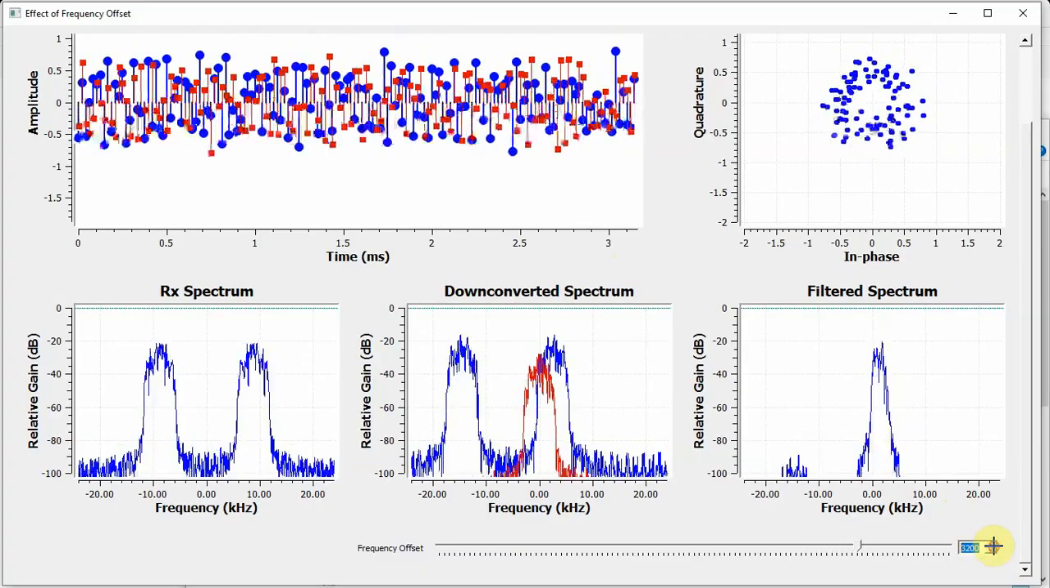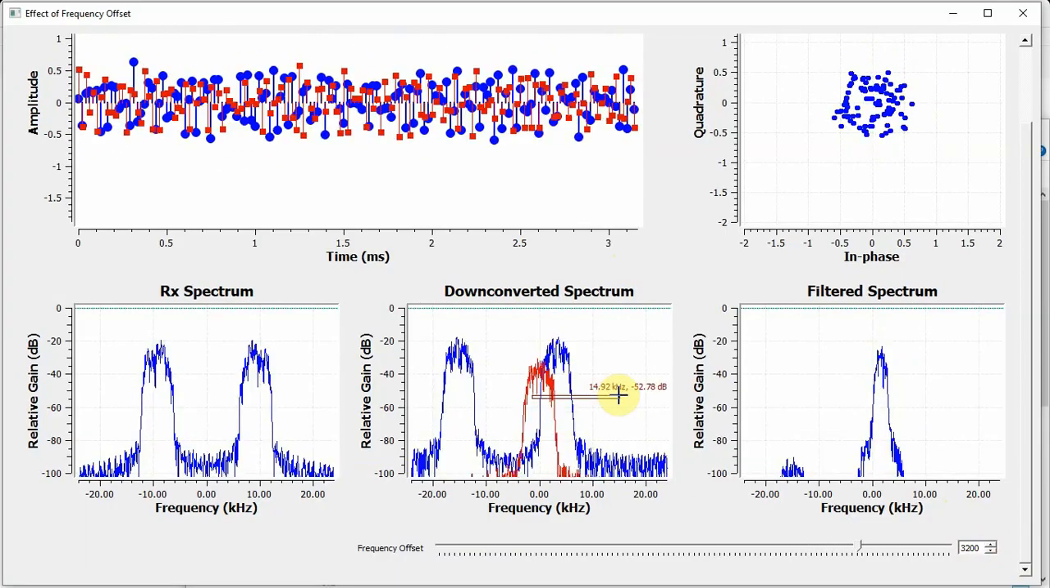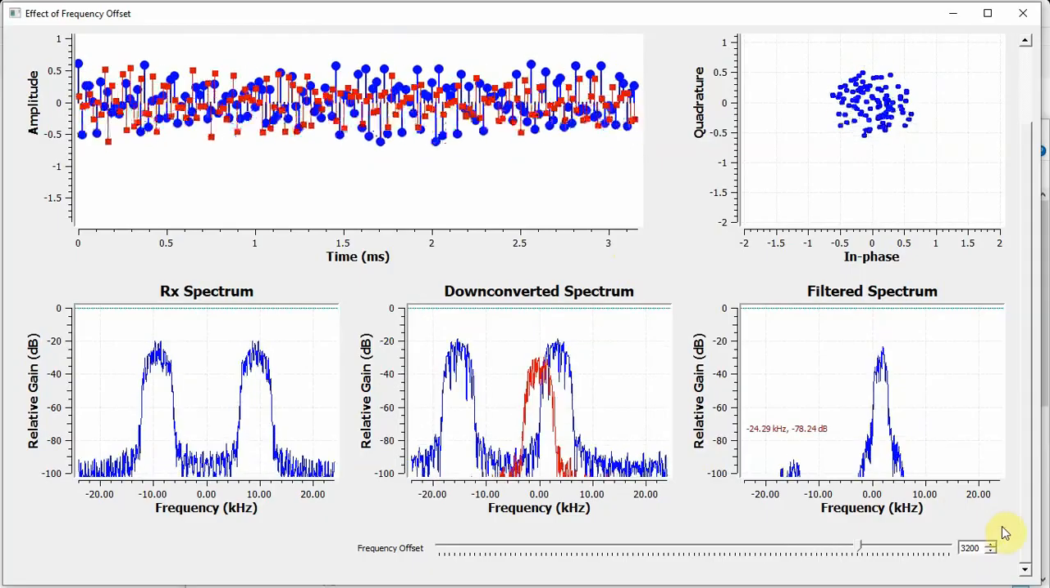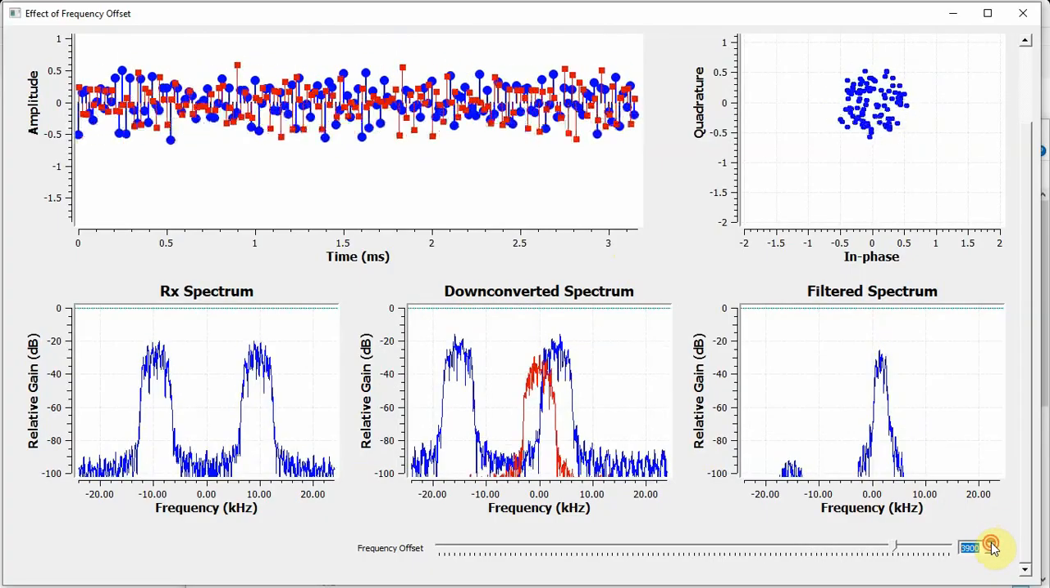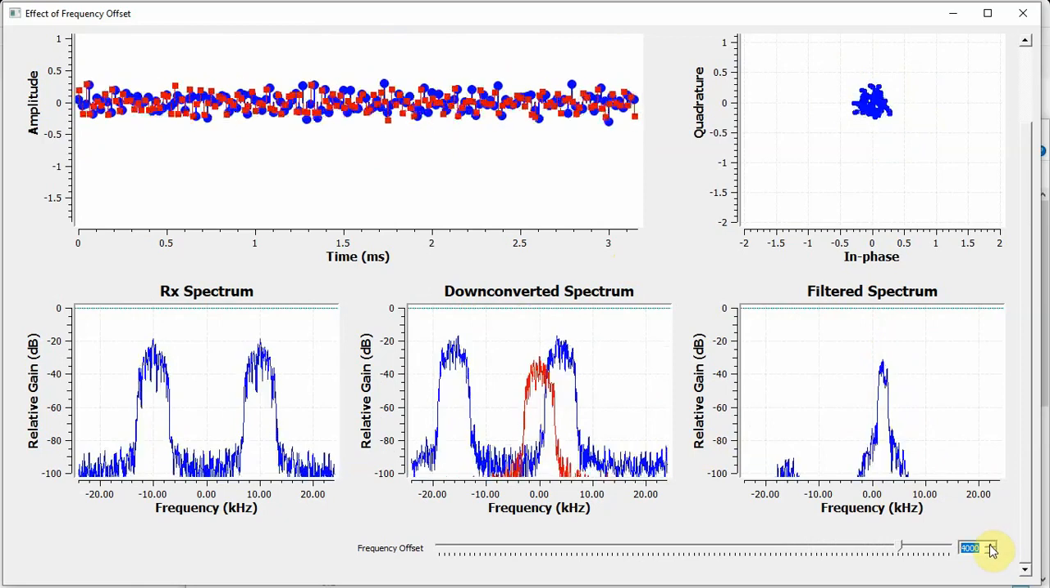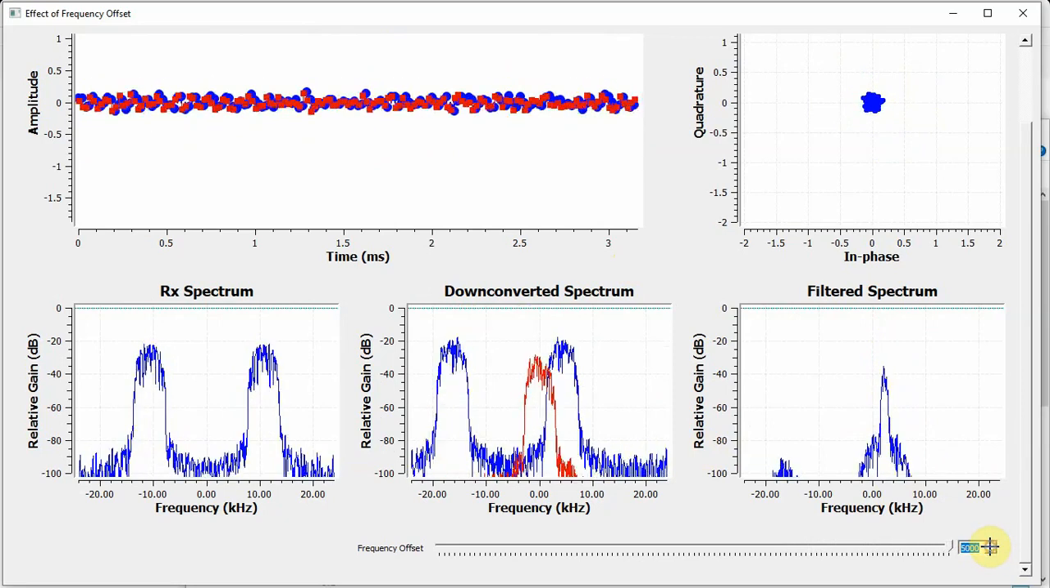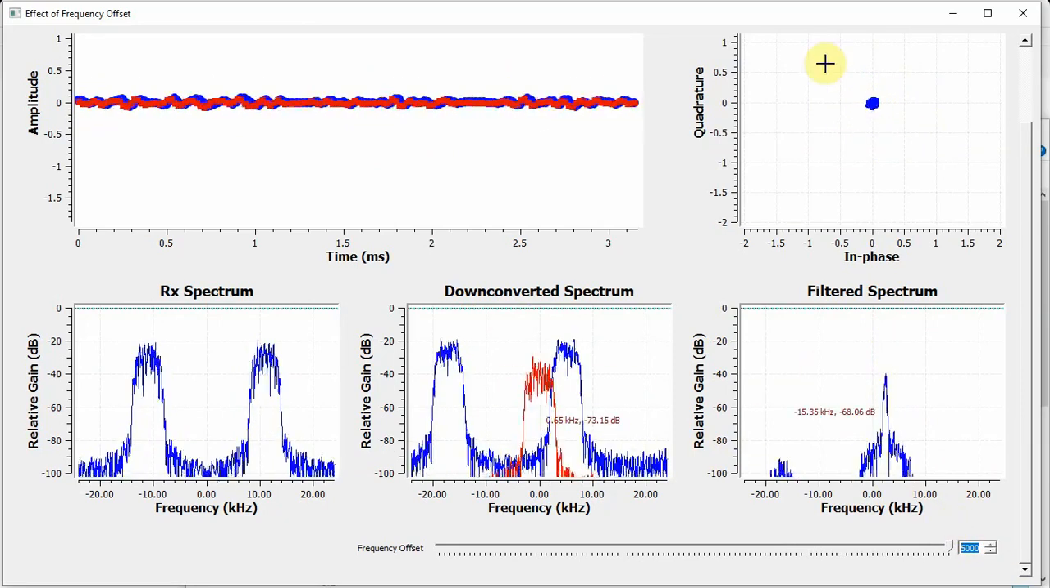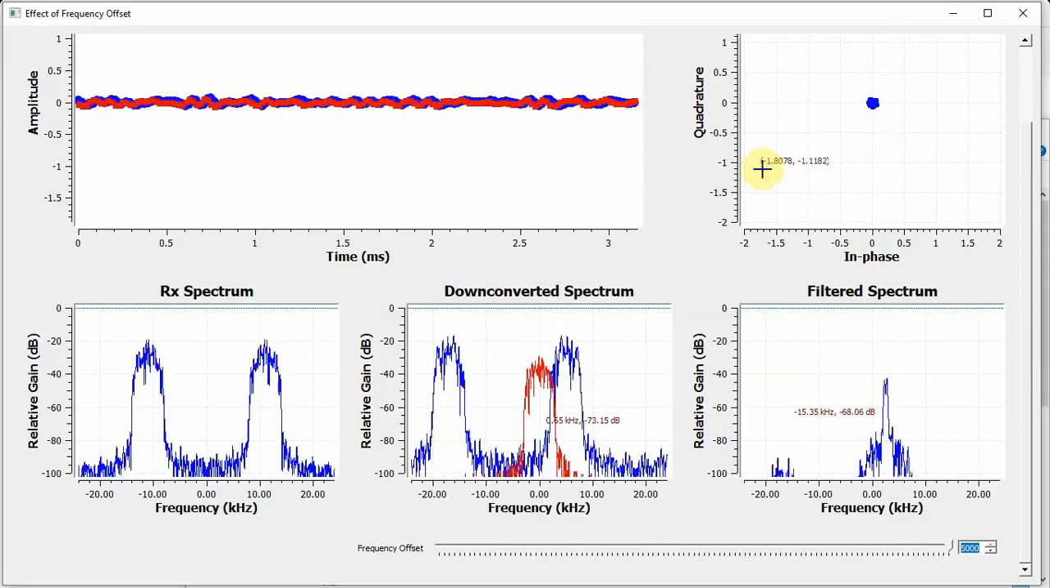This process goes on. Observe this incoming spectrum sliding to the right and the signal energy being filtered out by the match filter. Here the spectrum is completely filtered out.